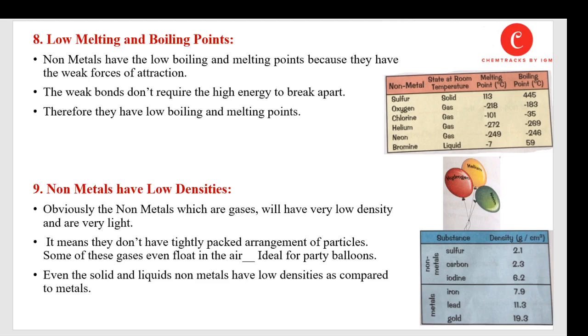But if we go through the densities of metals, the first is iron, which is very dense, and its density is 7.9, almost 8. Lead also has 11.3 gram per cm cube density, and gold is the more dense and the more strong metal, and its density is 19.3.